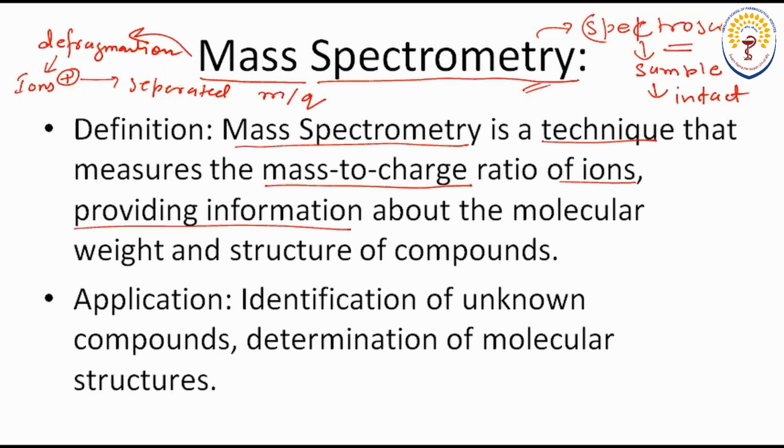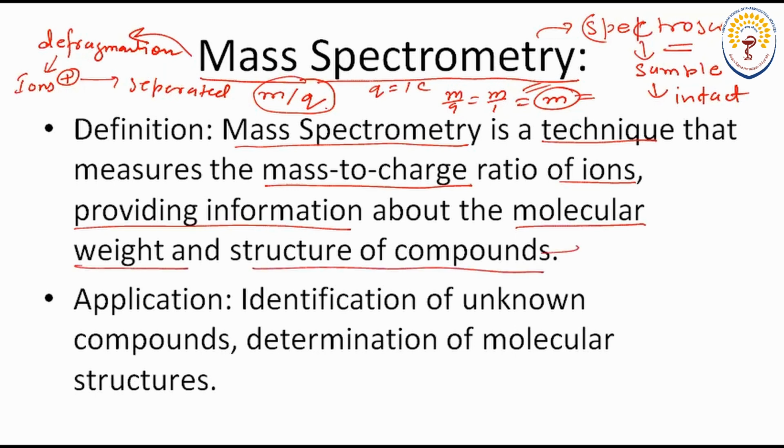As you know, we are getting a ratio of mass to the charge. Let us assume that the charge is 1 coulomb. So obviously m upon q will be equal to m upon 1. That means you will get m. That means you can easily find the molecular mass of the compounds, and this can be used to identify a compound. Mostly we are dealing with organic compounds in mass spectrometry. So mass spectrometry is nothing but a simple way to identify the molecular weight of the compounds.